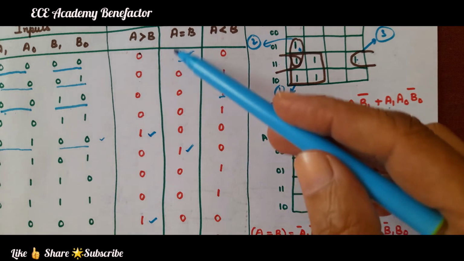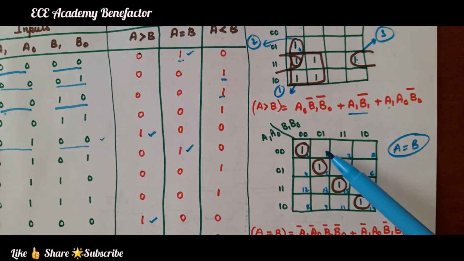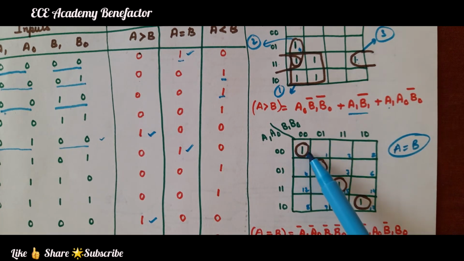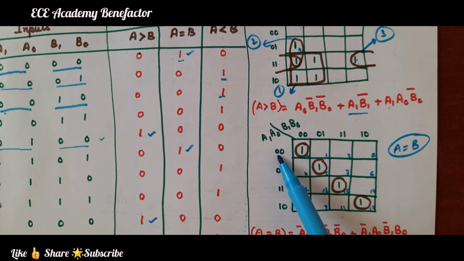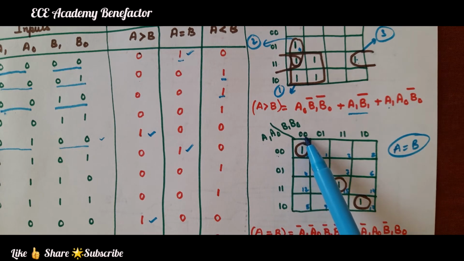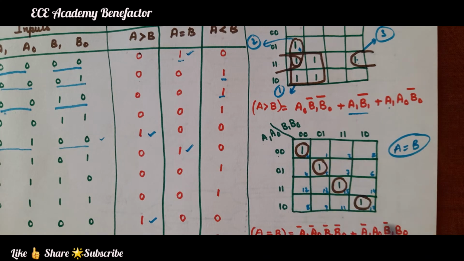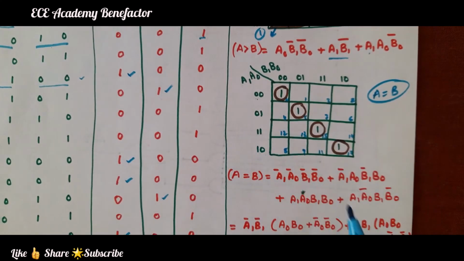Looking at this K-map, as there is no grouping, they are single ones. We can write the term for the first one. This is 0 0 0 0. So the term for this is A1 bar A0 bar B1 bar B0 bar. That is written here: A1 bar A0 bar, B1 bar B0 bar.